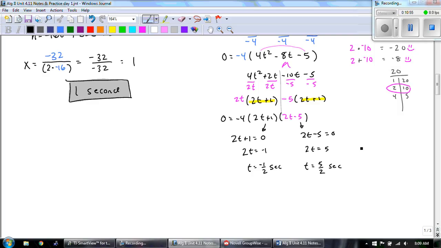Can I have negative 1/2 second? Can you go back in time? Do you have a 1988 DeLorean with a flux capacitor? Like in Back to the Future?